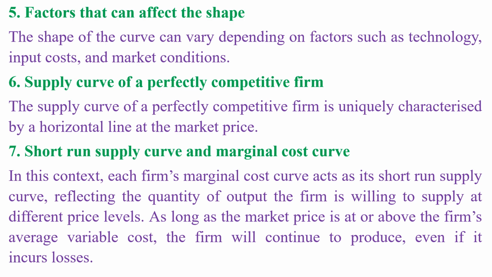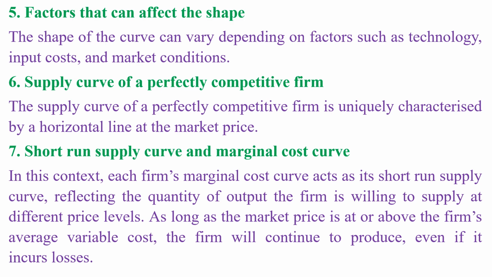6. Supply curve of a perfectly competitive firm. The supply curve of a perfectly competitive firm is uniquely characterized by a horizontal line at the market price. 7. Short-run supply curve and marginal cost curve. In this context, each firm's marginal cost curve acts as its short-run supply curve, reflecting the quantity of output the firm is willing to supply at different price levels.